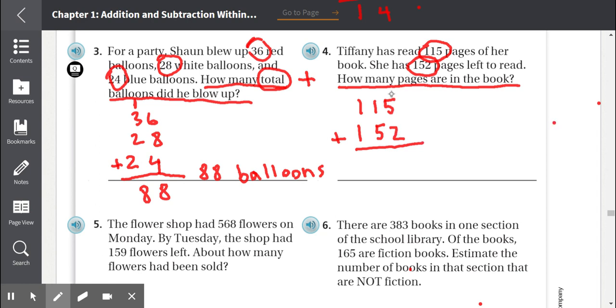So we start with the ones place. 5 plus 2 is 7. 1 plus 5 is 6. 1 plus 1 is 2.